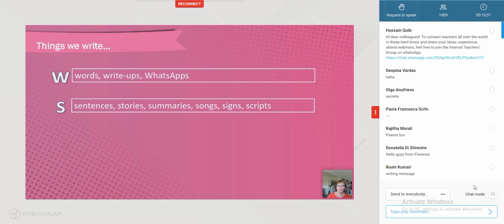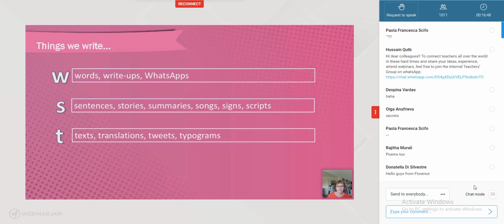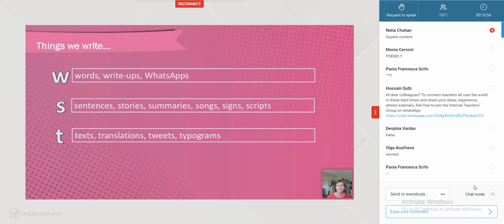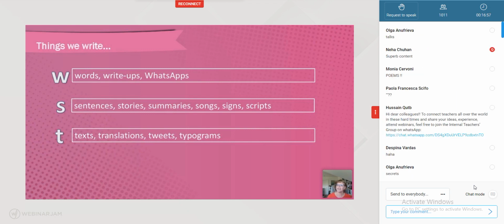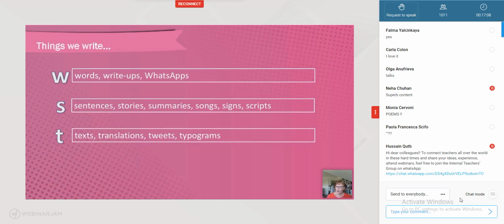My next letter, so we've gone words, sentences, okay? My next letter is going to be T. And again, these are some things that our students might write now, or they might need to write in the future. So I saw earlier we had a few teachers from Turkey. Do we have any Turkish translators today? Or do we have any tweets from Toledo in Spain, which I also saw we had here? Or any texts from Thailand?